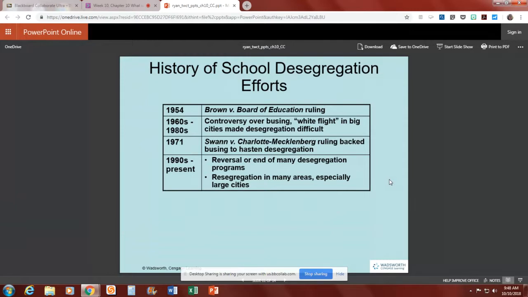In 1971, you've got Swann versus Charlotte-Mecklenburg, a ruling that backed the busing to hasten desegregation. In the 90s to the present, we have the reversal or end of many desegregation programs, because thankfully, and I don't want to be political, in some areas we are seeing racial tensions waning. But of course, we also know that in some areas we are seeing racial tensions escalate.